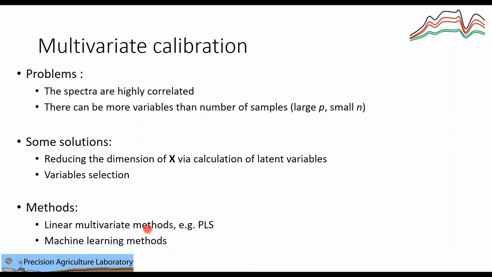Okay? So we have linear multivariate methods, PLS, or machine learning methods that are the state of the art now, like regression trees, random forest, or convolutional neural networks. And all these machine learning methods that are happening now all share the same concept. A bunch of variables try to predict a single target variable, which in our case is organic carbon, pH, clay content, sand content, etc.